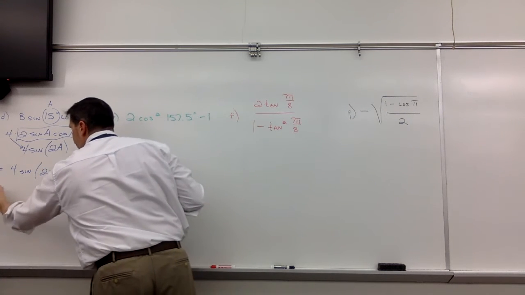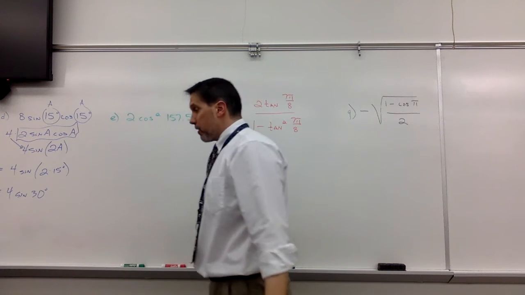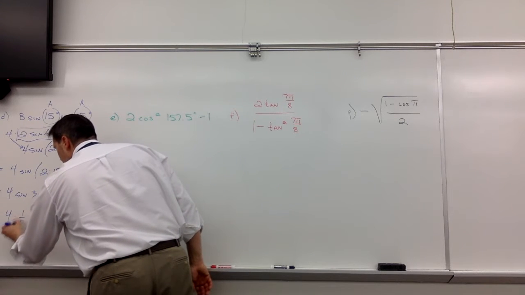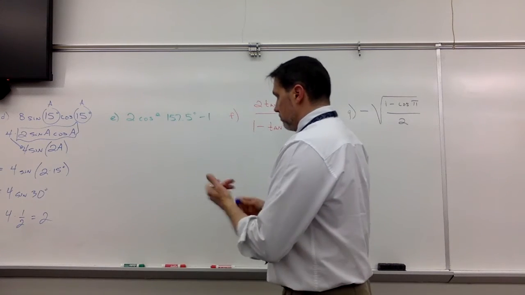So it's basically 4 sine of 30 degrees. The sine of 30 is a half. So it's 4 multiplied by a half, which is simply 2. Answer.